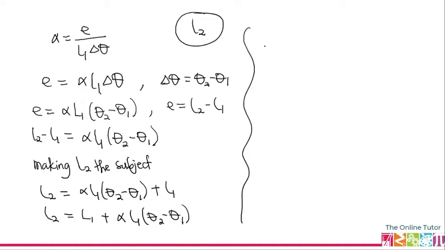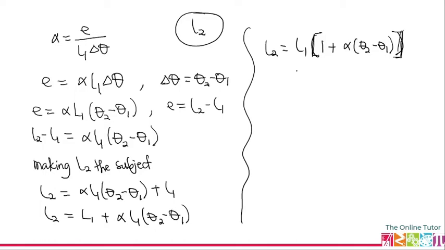From here, I can confidently say my L2 is equal to, over here we have L1 common between these two parts of the equation, so we can factor L1 out. If we factor L1 out, we are going to have 1 left over here, as L1 multiplied by 1 will give us L1 back. Then plus alpha into bracket theta 2 minus theta 1. Then we close the bigger bracket.